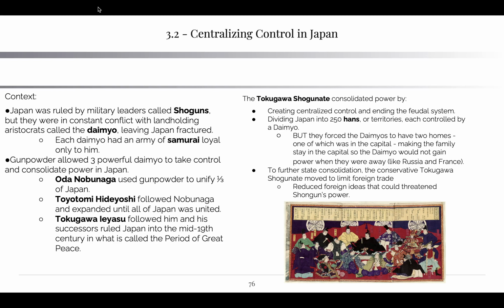Japan is going to be feudalistic. Okay, they're feudalistic under the Tokugawa shogunate, which is going to be in place until who shows up? America! And what's the name of the Commodore who shows up?